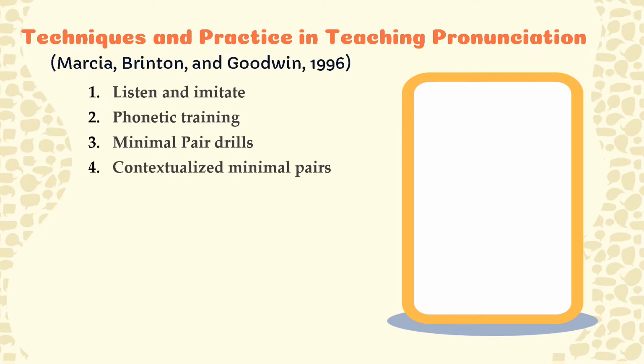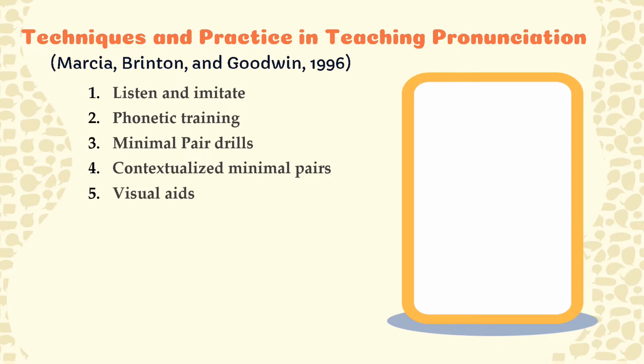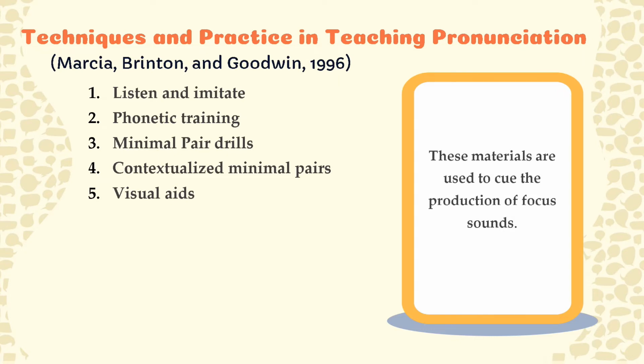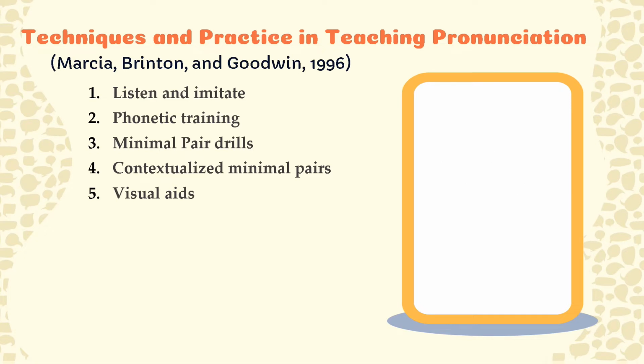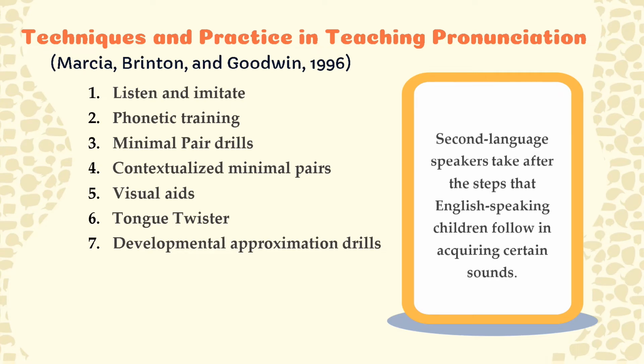Number 4. Contextualized minimal pairs. The teacher establishes the setting or context, then key vocabulary is presented. Students provide a meaningful response to a sentence stem. Number 5. Visual aids. These materials are used to cue the production of focus sounds. Number 6. Tongue twisters. Number 7. Developmental approximation drills. Second language speakers take after the steps that English-speaking children follow in acquiring certain sounds.